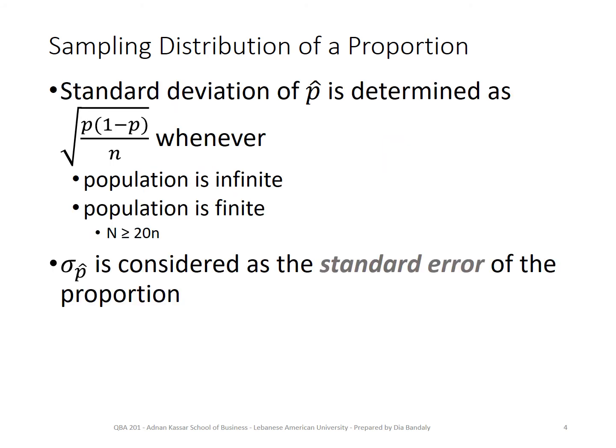So here also we have similarity with the previous distribution. So we're going to use that simple form when the population is infinite, obviously, or even when it is finite. However, as we did before, we consider that the population is large enough if the population size, capital N, is greater than 20 times the sample size. And also we're going to call sigma of P bar the standard error of the proportion distribution.